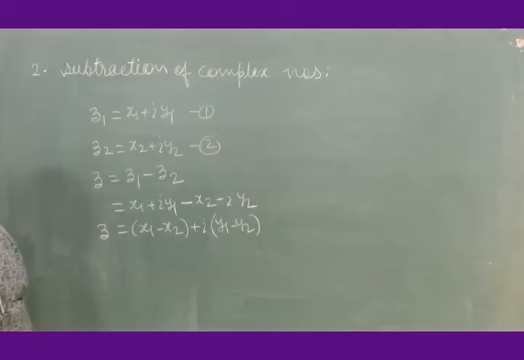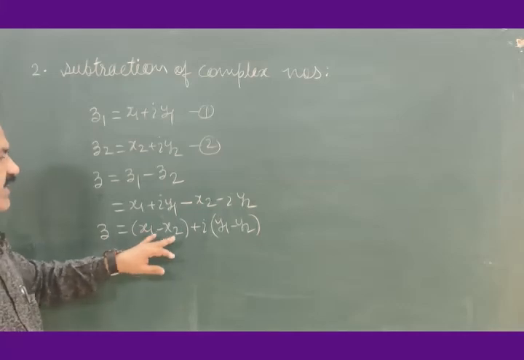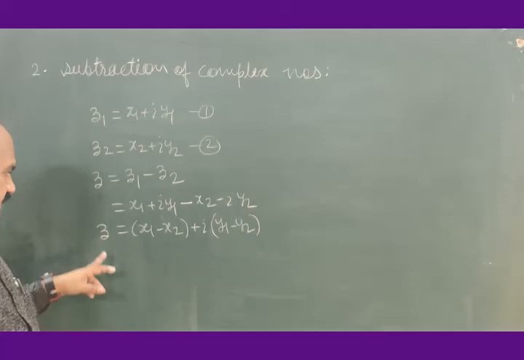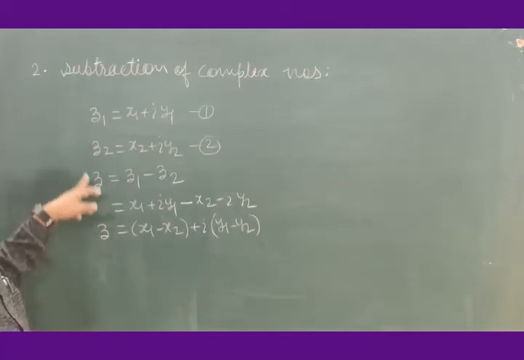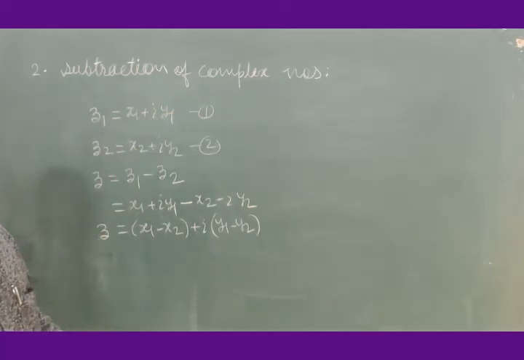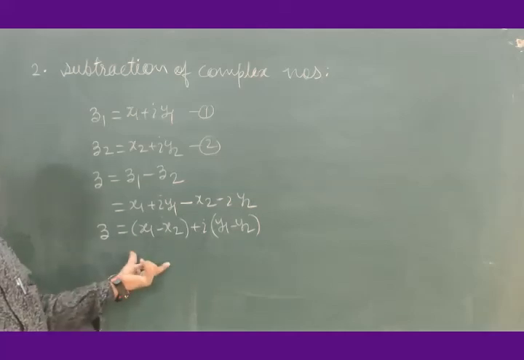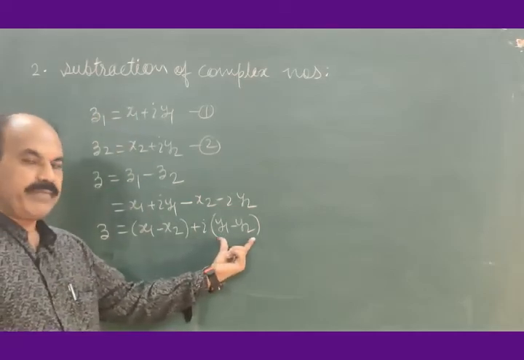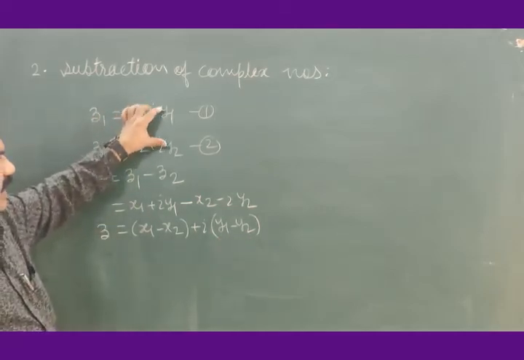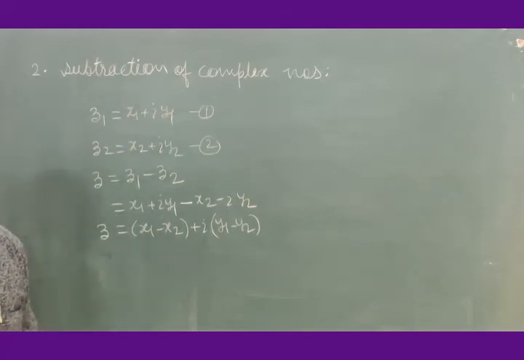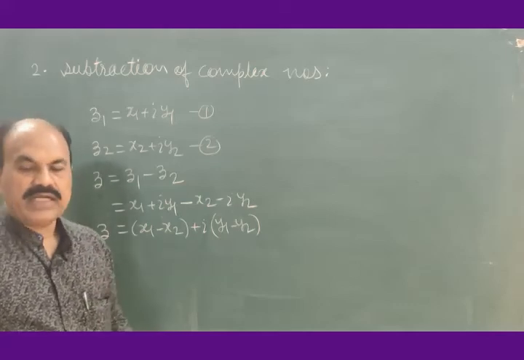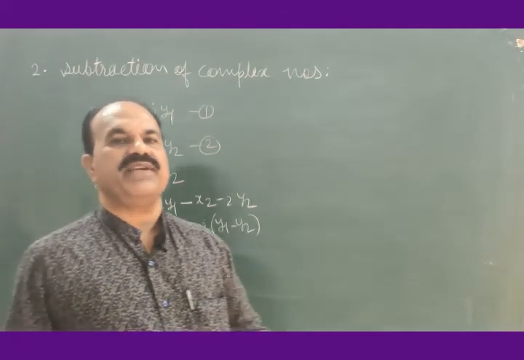So what do we find here? Z is a complex number whose real part is x1 minus x2. Imaginary part is y1 minus y2. This complex number Z is the subtraction of these two complex numbers. The real part of this complex number is the subtraction of these two real parts. The imaginary part of this complex number is the subtraction of imaginary parts of these two complex numbers. This is about subtraction of complex numbers.